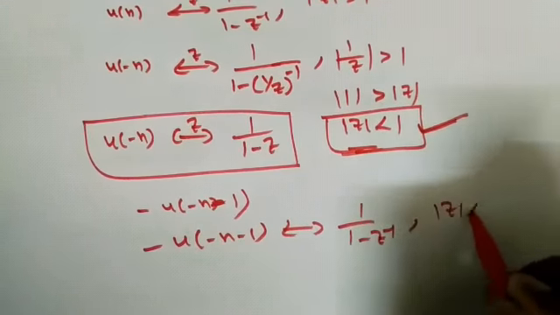And what is the ROC? Mod z is greater than 1. Now, if I multiply it with 1 by 2 e power j omega naught power n, I am making it z naught power n, where z naught is nothing but e power j omega naught, into u of n. So the constant will come as it is, that is 1 by 2 into 1 by 1 minus z inverse.